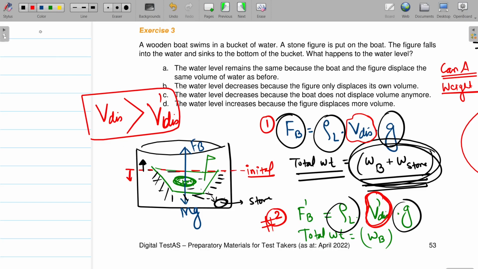The water level remains the same because the boat and the figure displace the same volume of water as before. The water level decreases because the figure only displaces its own volume. This is the correct one. The water level decreases because the figure only displaces its own volume.